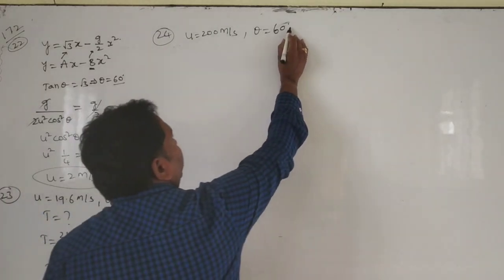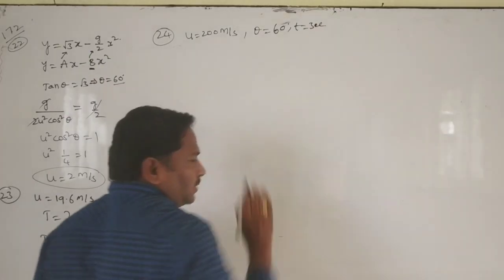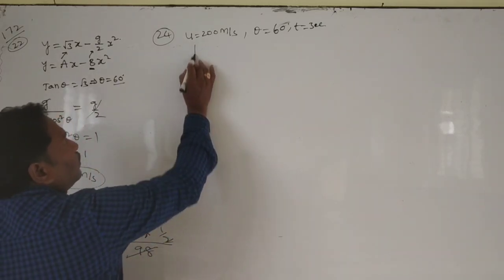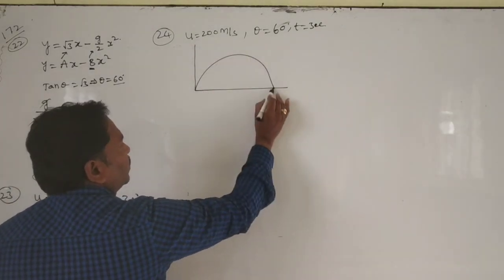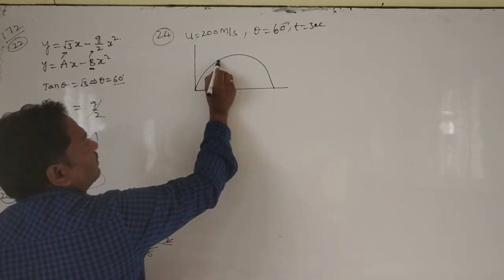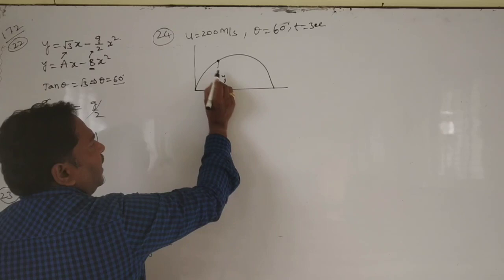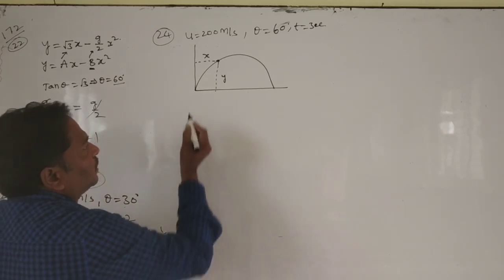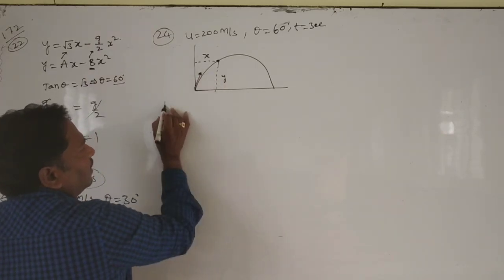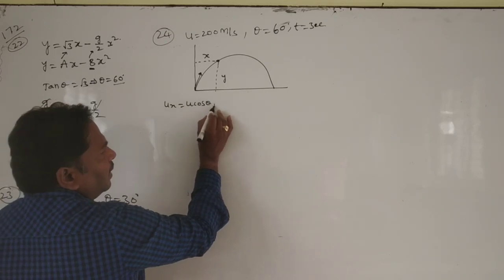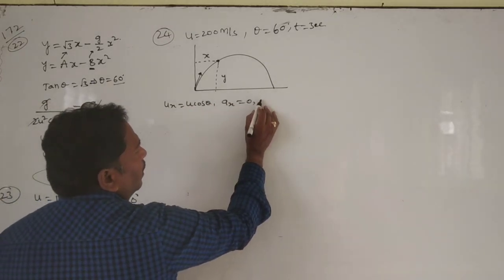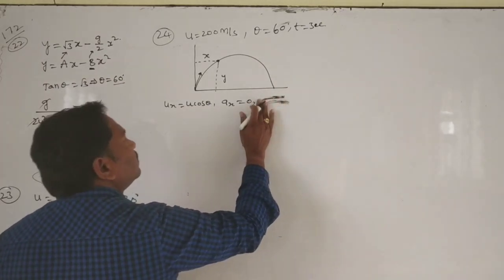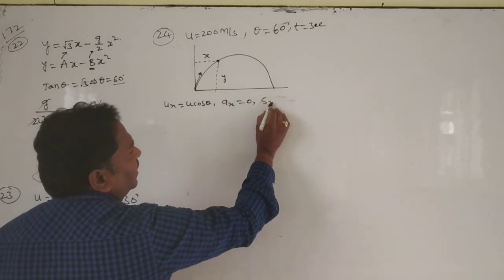So at what time do we have to find it? t equal to 3 seconds. Already we know along the horizontal direction the position of the particle. Let's say it's projected like this. After time 3 seconds it is at this point, it traveled along the x direction x and along the y direction y. Along the x direction, the initial velocity ux equal to u cos theta and ax equal to 0 and time t equals to 3 seconds. So how much is the distance traveled?